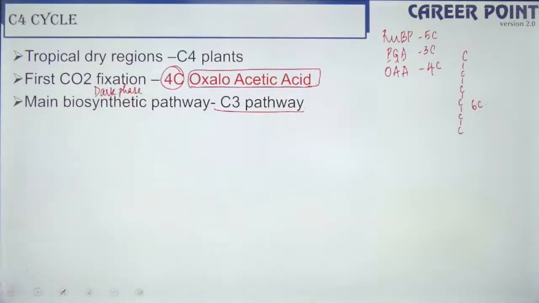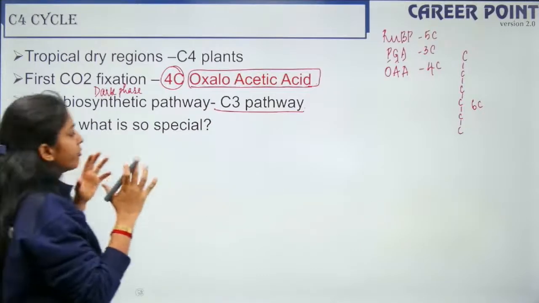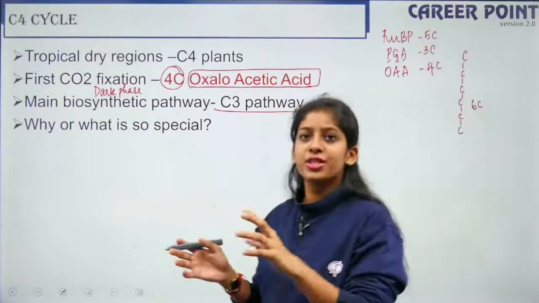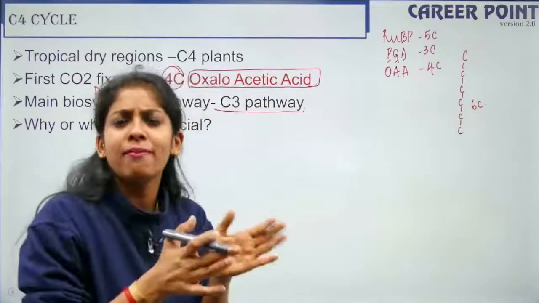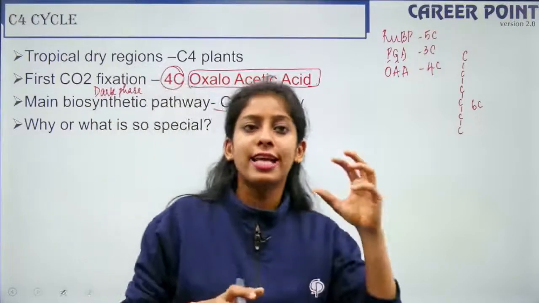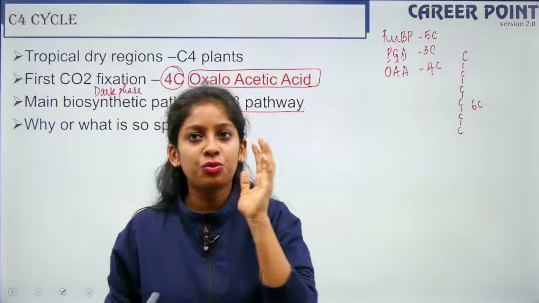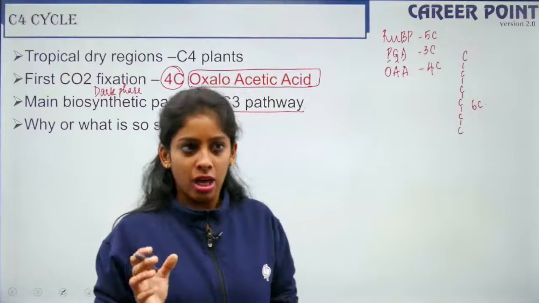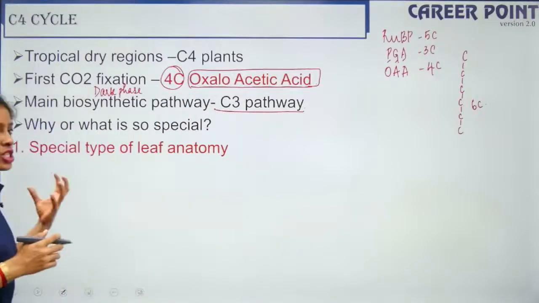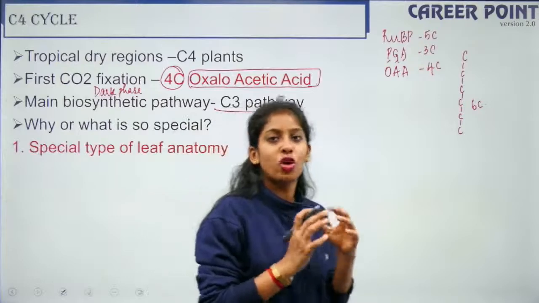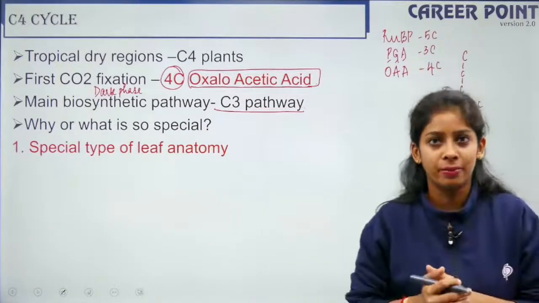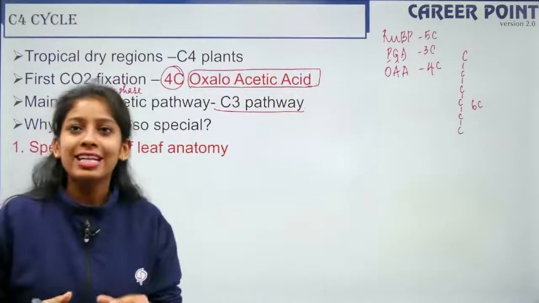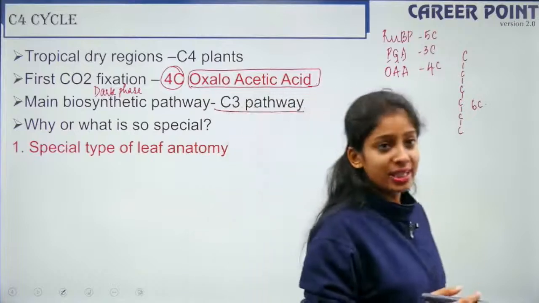So if the C3 pathway is the main photosynthetic pathway, how and where are your C4 plants special? There should be some difference, right? That is why the first stable product there is oxaloacetic acid, and in the case of C3 plants, it is PGA. So where is the difference? What is so special in C4 plants? First of all, they have a special leaf anatomy. What is the leaf anatomy? The internal arrangement of the leaf. That is very different compared to a C3 plant.